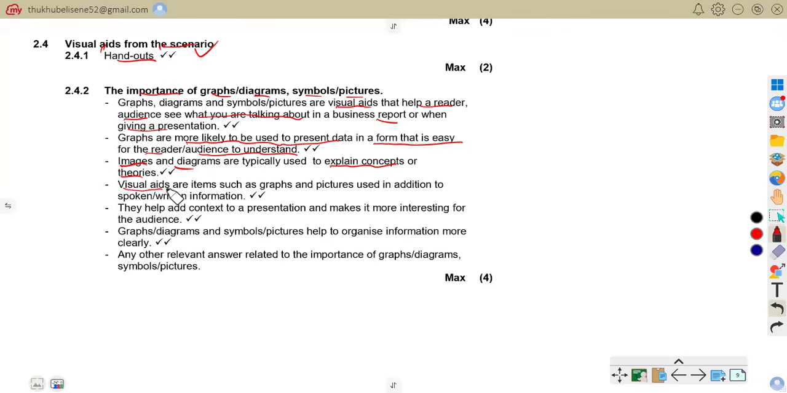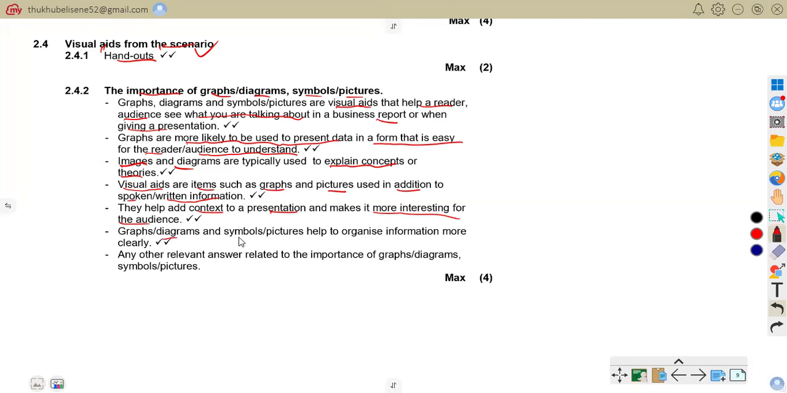Visual aids are items such as graphs and pictures used in addition to spoken and written information. So with your written information or spoken words, visual aids such as graphs add to what you have said theoretically. They also help to add context to a presentation and make it more interesting for the audience. So those diagrams and symbols make your presentation more interesting, and your audience is going to follow you.